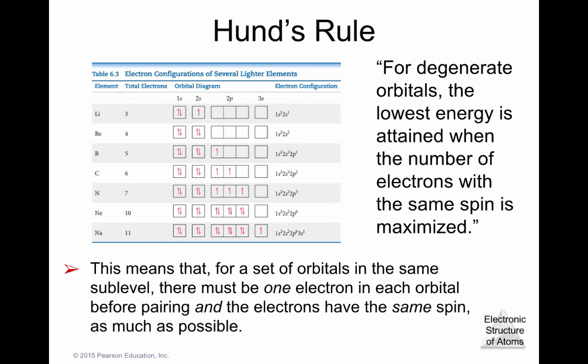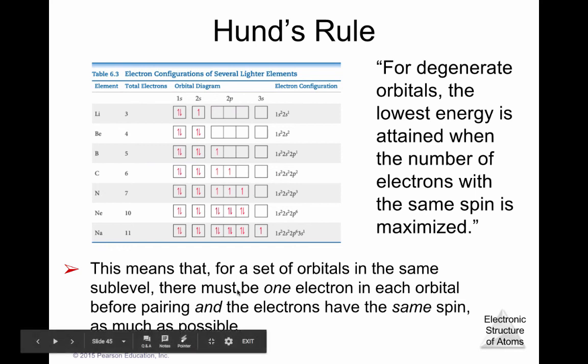Okay, so we have rules for filling these. Pauli exclusion principle is one of them. We talked about that a minute ago. But there's also Hund's rule, remember, which I think in regular chem we talked about. This is the empty bus seat rule. Basically what it says is that you have to fill the lowest energy level first, and that those electrons need to spread out over the energy level before they pair up. So there must be 1 electron in each orbital before pairing, and the electrons have the same spin as much as possible.